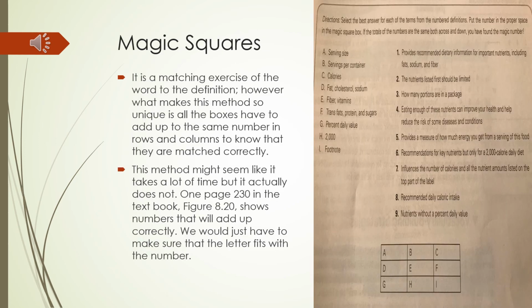Magic squares. It is a matching exercise of the words to the definition. However, what makes this method so unique is all the boxes have to add up to the same number in rows and columns to know that they are matched correctly. This method might seem like it takes a lot of time, but it actually does not. In the textbook on page 230, figure 8.20, it shows the numbers you can use, and all you have to do is just match the words up to the numbers correctly.